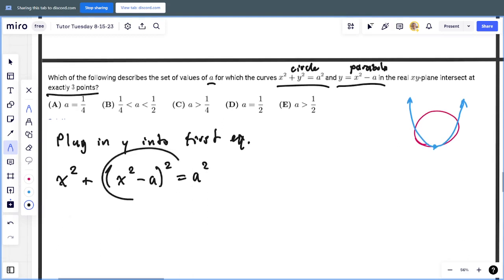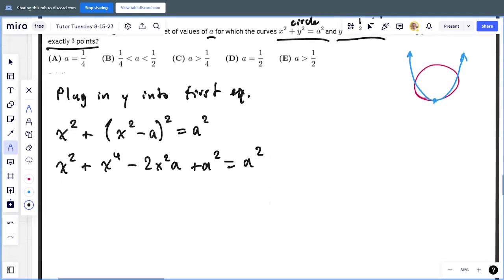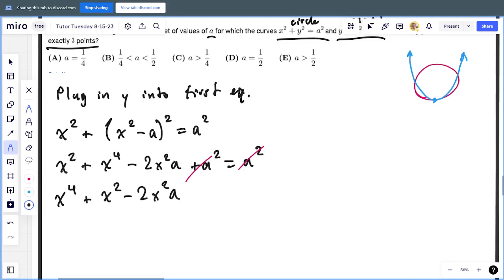And then if I expand this out, I get x squared plus x to the fourth minus 2x squared a plus a squared equals a squared. So obviously these a squares can cancel out, and if I rearrange things, I'm left with x to the fourth plus x squared minus 2x squared a is equal to 0.